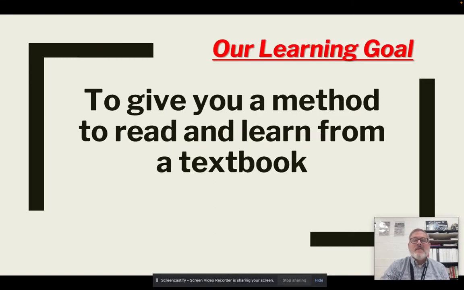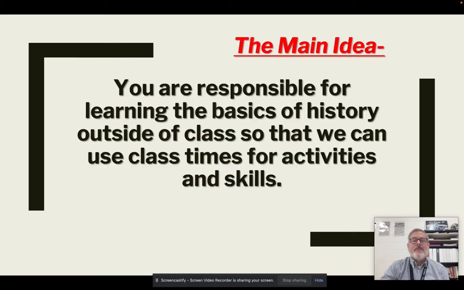So our learning goal is to give you a method to read, learn from, and take notes from this textbook without giving you 52 pages of fill in the blank organizers and things like that. My goal is not only to help you learn it better, but also make it easier.